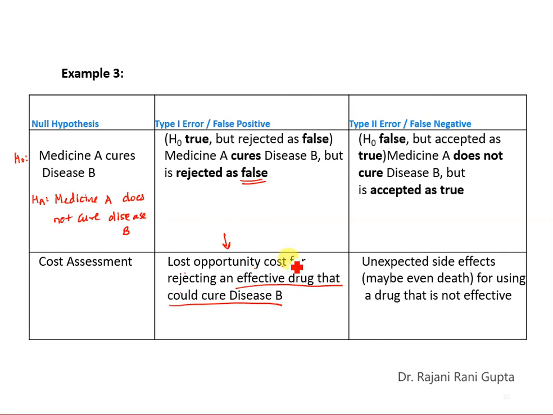On the other hand, type 2 error means H naught is false but we accept it. It means medicine A actually does not cure the disease but it is accepted as true. We assume that it can cure the disease. The consequences are unexpected side effects, which may include death, from using a drug which is not effective. So these are type 1 and type 2 errors in different cases.